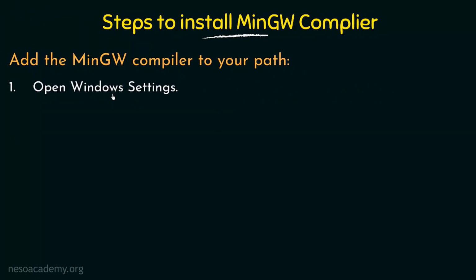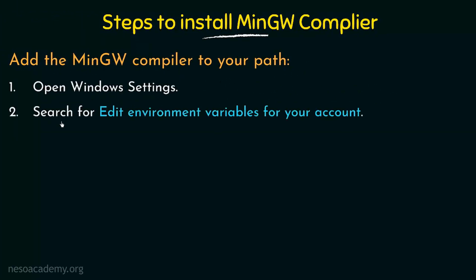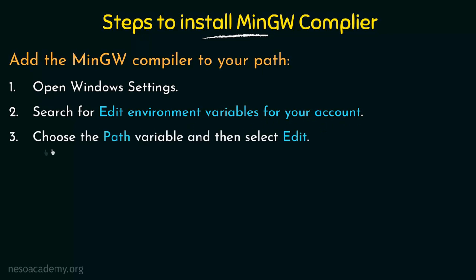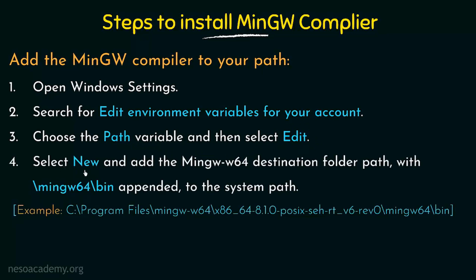First of all, you have to open the Windows settings and then search for Edit Environment Variables for your account. So search for this and it will open up a page for you. Now choose the path variable from there and select Edit button. Now when you select Edit, you will get a new button there, and click on New and add the MinGW destination folder path with MinGW64/bin appended to the system path. Now I will show you how to do this.